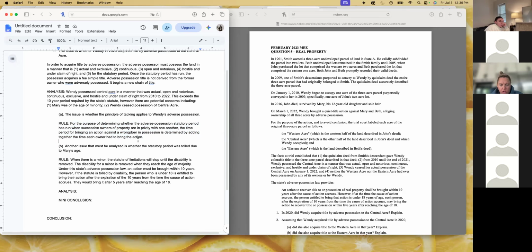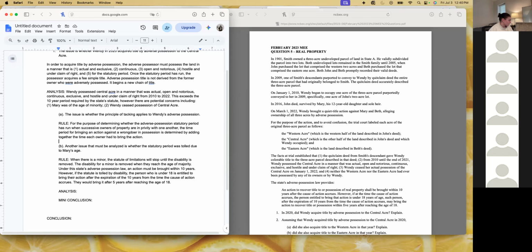Maybe this will be helpful. Let's say Mary was 18 at the time John died. Then yes, Wendy could combine the time she had already established prior to John's death and add it to the years of Mary being over the age of 18, right? However, in this particular issue, she was not of the age of 18. Does that make sense to everybody?